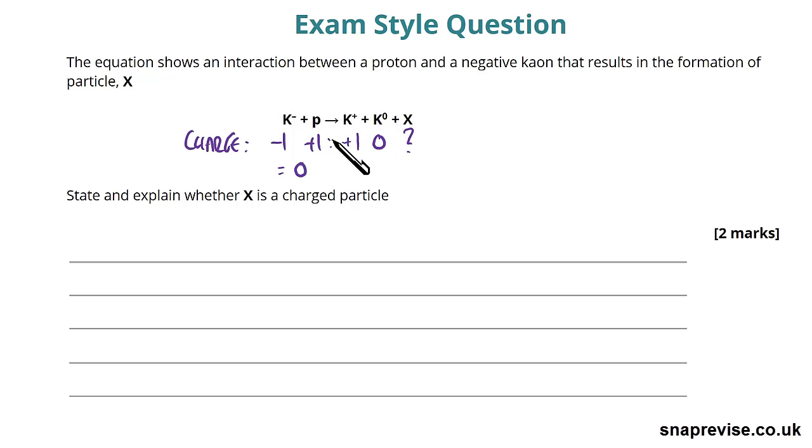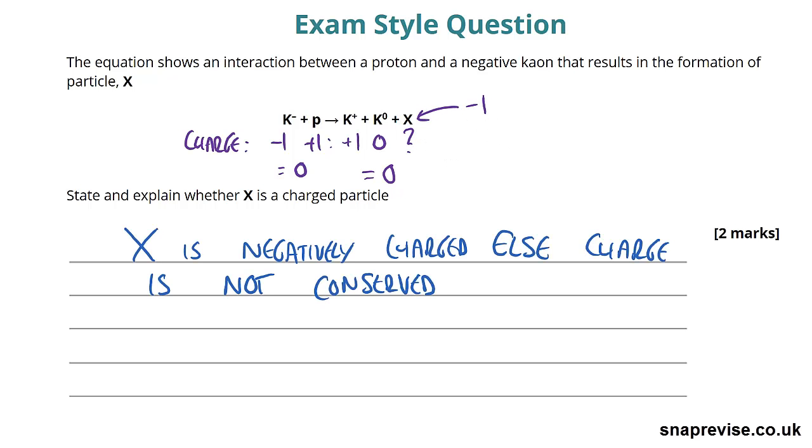Well, we need that to balance so that it's also equal to 0, so that means that the x must have a charge of -1. So this tells us that x is negatively charged, else charge is not conserved. And that gets us our 2 marks. 1 mark for correctly identifying its charge, and the next for saying whether it's charged or not, and the next for saying that charge is not conserved if that's not the case.